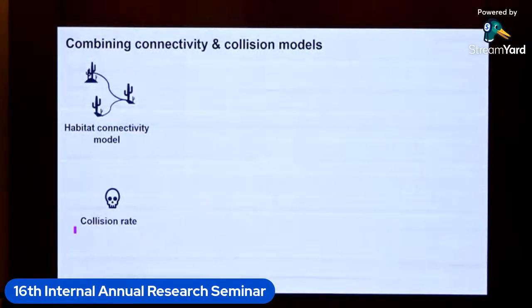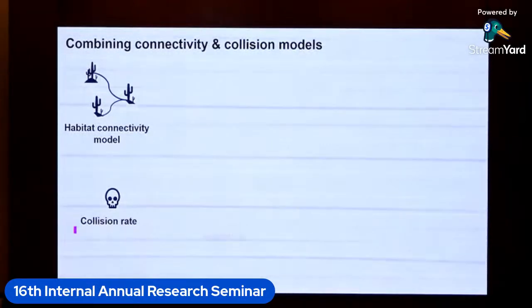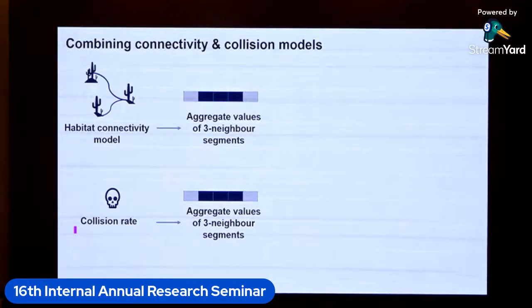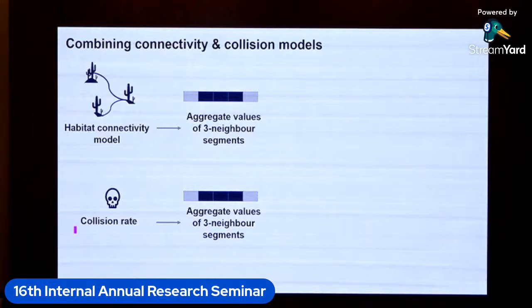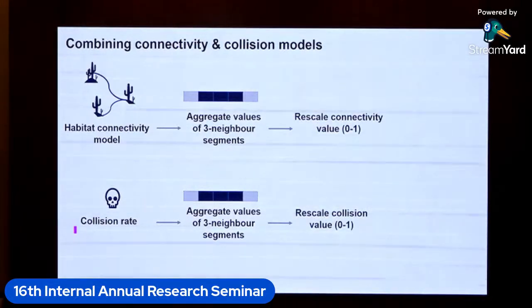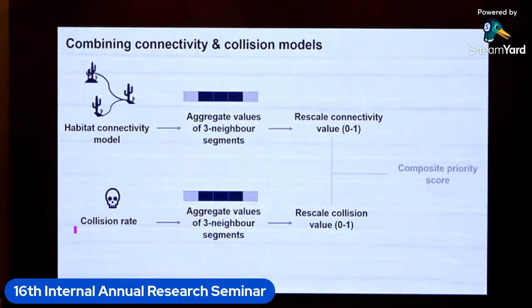So to account for the nearby pixel values, we aggregated the values of 3 neighbor pixels. Now we have an average value for each 720 pixel value, which represents the mean value of every 250 meter segment. Then we rescale all the connectivity values and the collision values to 0 to 1, and we average them to generate the composite priority score.